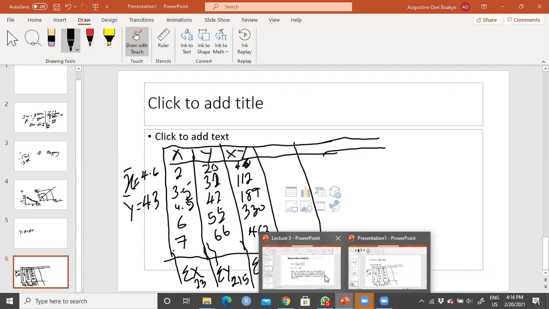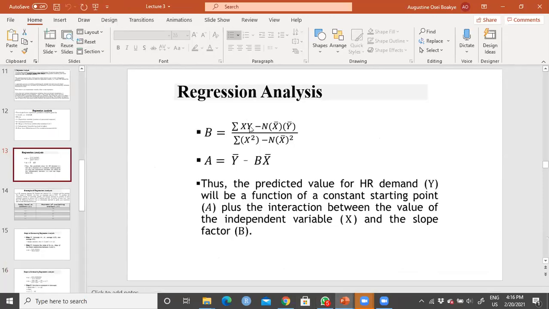Please, are you all following? So you see in the formula we have computed the summation xy. We have also computed the mean of x and mean of y. Right? Now we know n, the number of occurrences, to be what? 5.